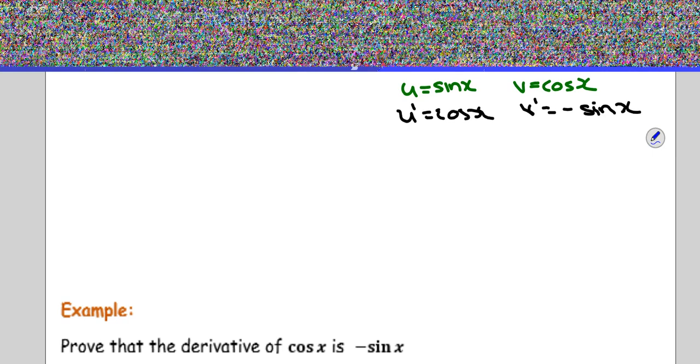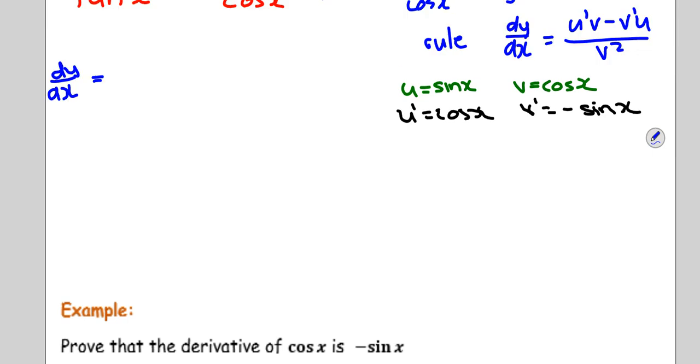Sorry, yeah, you're right, it's the quotient rule. So this is interesting. U dash v. So that one times that one is basically going to be cos squared x, or if you want, cos x times cos x, because you're just showing the first step. Cos x times cos x, which is going to be cos squared x. You're welcome to go straight to writing that if you want.